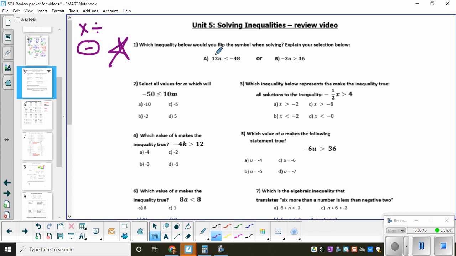So when we were solving problem A right here, what we would do is we would just divide both sides by a 12. That is not a negative number, so we do not need to flip. It doesn't matter about this number over here, and it doesn't matter what type of answer we get. Like for this one, even though I get a -4 for the answer, it has nothing to do with that. I'm going to leave the symbol the same direction. So for this one's answer, n is less than or equal to -4.